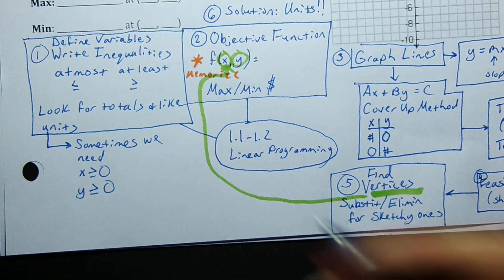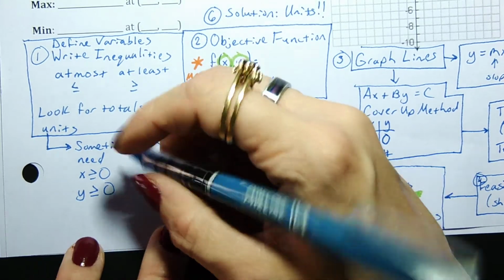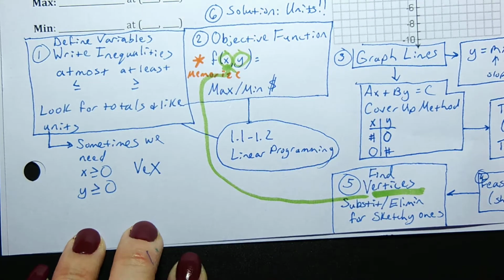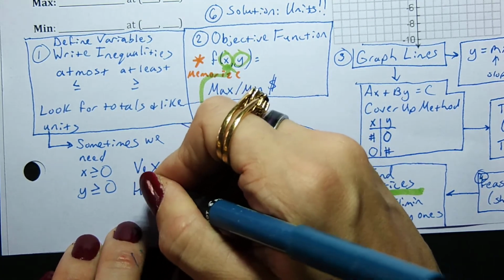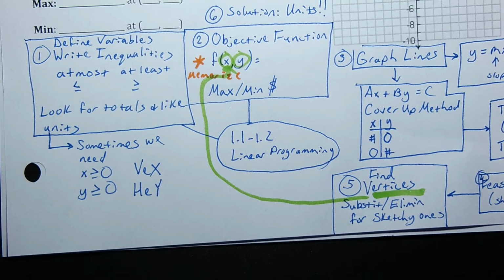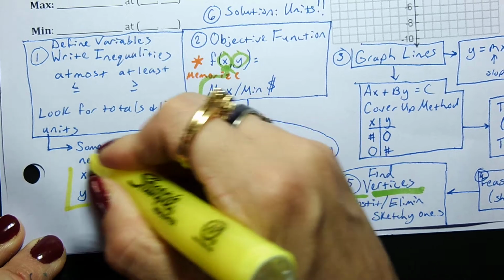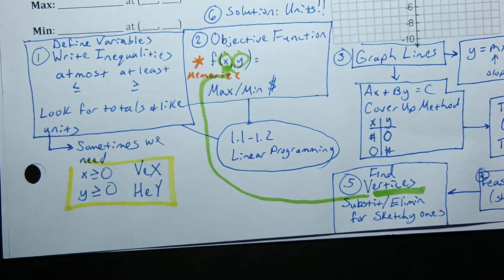The other thing that I would like you to write by these is that solo x equations are vertical lines and solo y equations are horizontal lines. That's our whole Vex Hay mnemonic device. So this will be a vertical line at 0, and that will be a horizontal line at 0. And that will help you with some of those other problems as well.